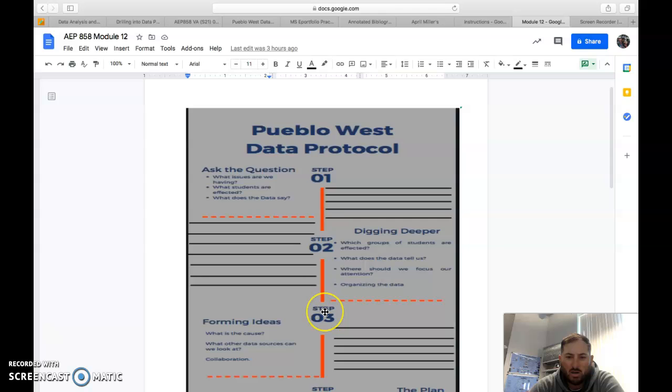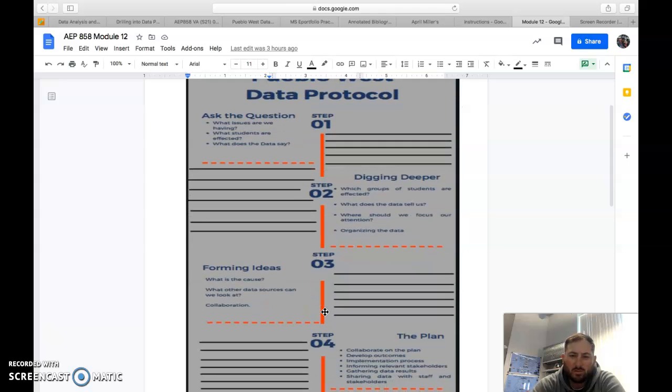Step two, digging deeper, which groups of students are affected, and we're going to break down the data a little bit, look at it in groups. What does the data tell us? Does it affect certain students, not others? Where should we focus our attention? Should we focus it on these groups of students? Is it an issue within the whole school? And we need to organize the data so that it's easy to read, simple to use, some of the ways that we've learned in this class.